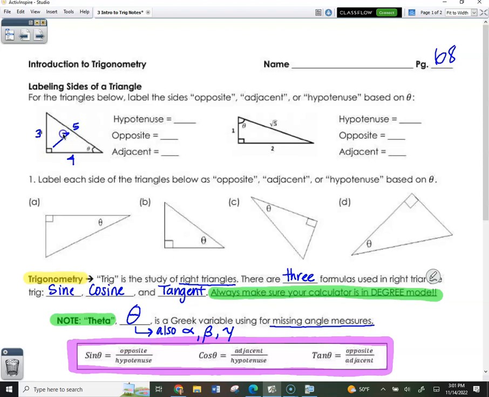Alright, draw an arrow from the right angle to the hypotenuse. So that's 5. Now, go to the angle that has theta. Either circle it or put an asterisk. Do whatever you need to. I want to see something in that corner. Now, from there, label the opposite, then label the adjacent. Do the other one. In fact, go ahead and finish A through D.